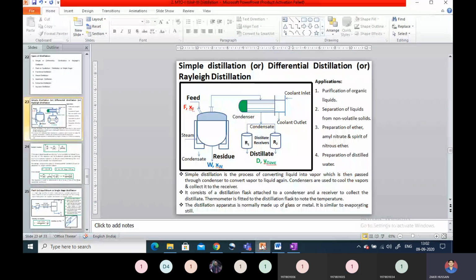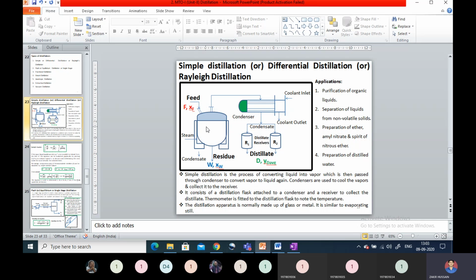Morning we were discussing simple distillation, also called differential or Rayleigh distillation. In this technique, a known quantity of a liquid mixture is charged into the still. The jacket is provided with a heating medium, like steam, to heat the contents inside the still. After some time, the charge will be boiled slowly.